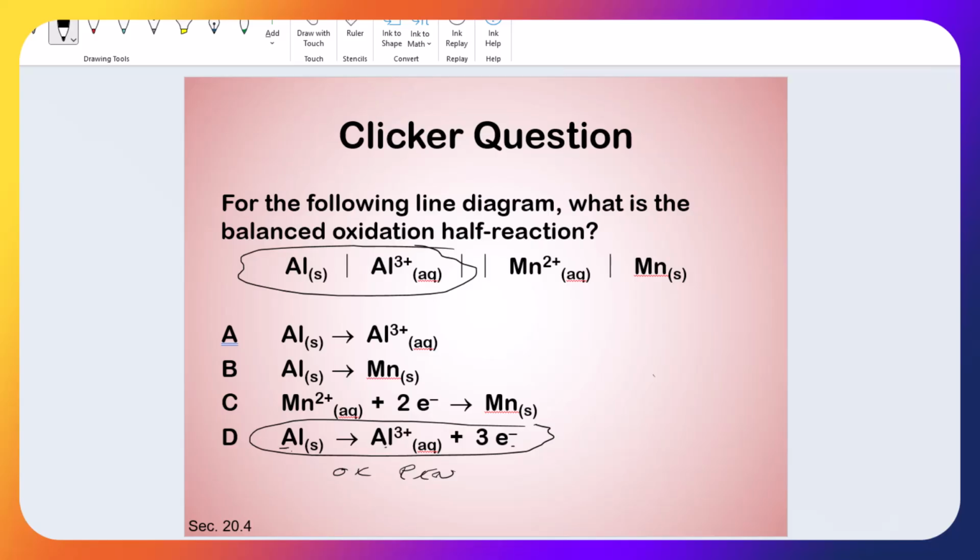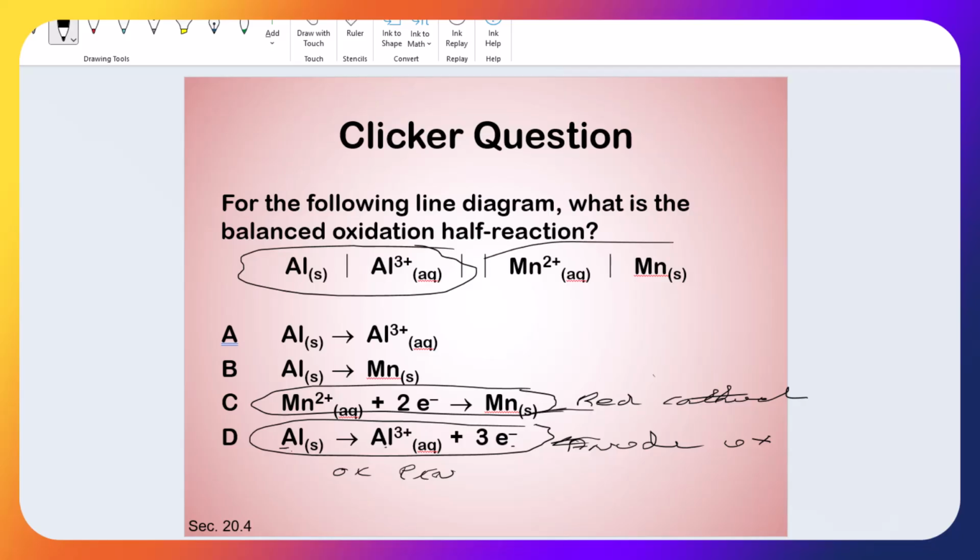And just so you know, since this is manganese 2+ gaining 2 electrons to become manganese, this is the reduction half reaction. This is happening in the cathode, and this is happening in the anode compartment because it is the oxidation half. That one right there, and that goes with that. This goes here.